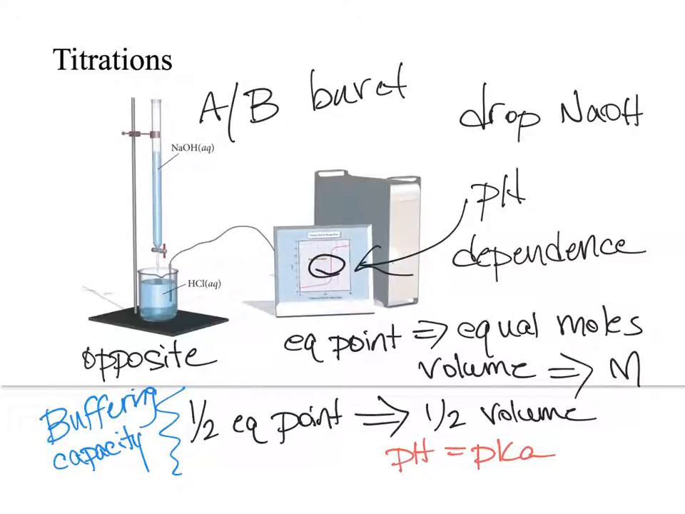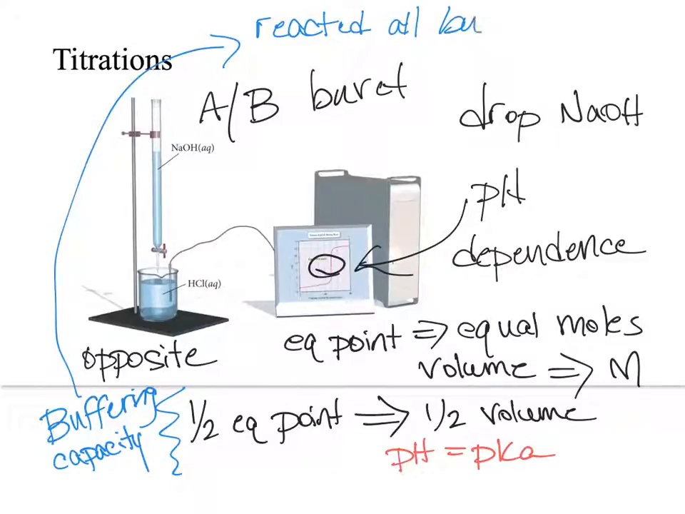Once we get beyond the equivalency point, the buffer has reached its maximum, and from there the pH will continue to go up or go down. So we have reacted all of the buffer components beyond that point. So let's take a look at two titrations and define these terms on those graphs.